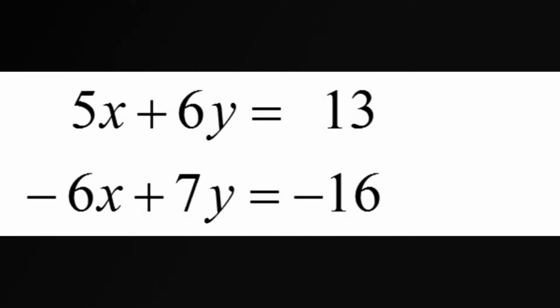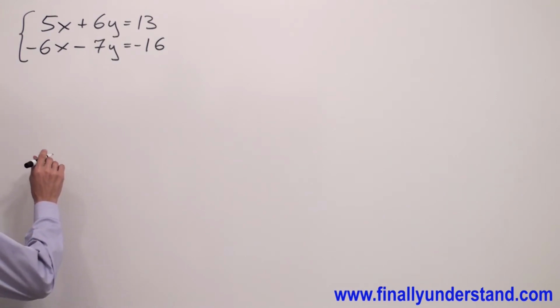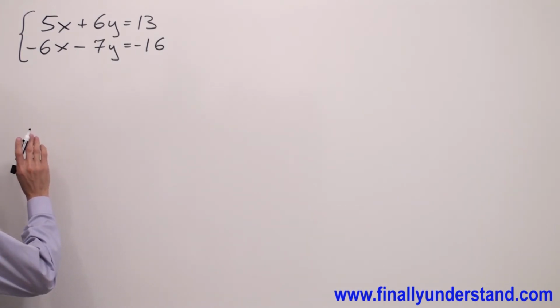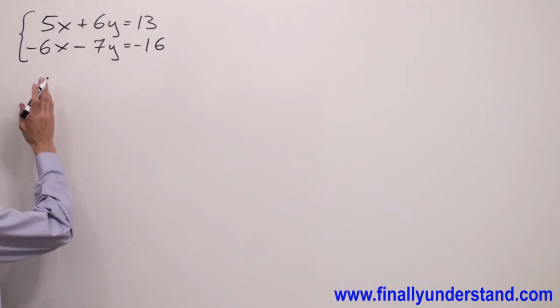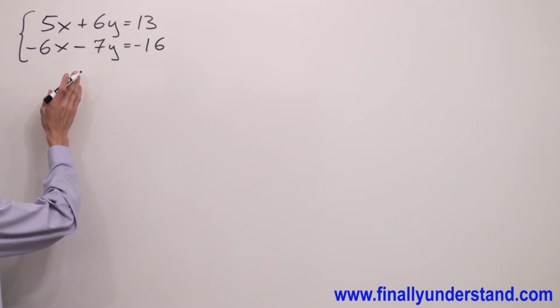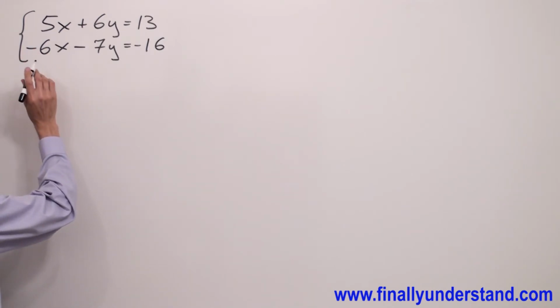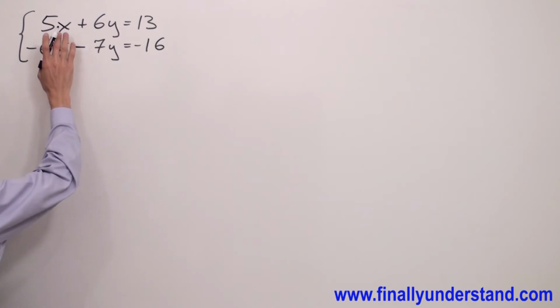We have another very interesting example on the board. Let's take a look at what we can do with this problem. First, we're supposed to solve one of these equations for one of the unknowns, for x or for y. What I'm going to do is take the first equation and solve it for x.